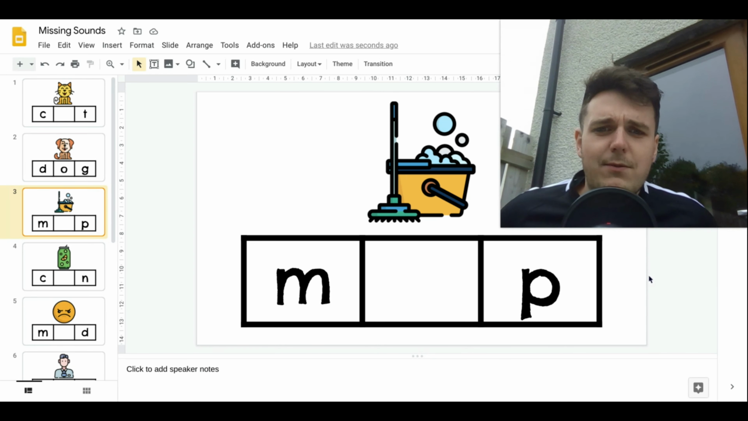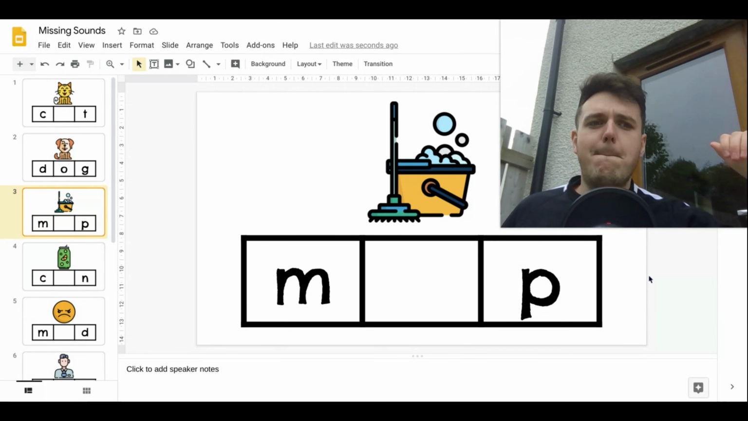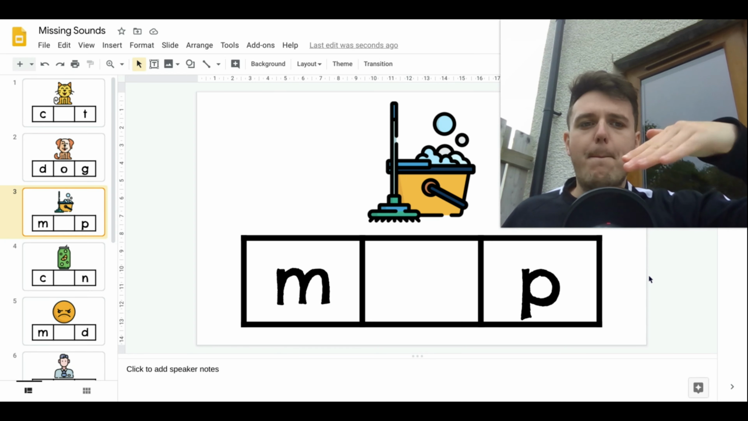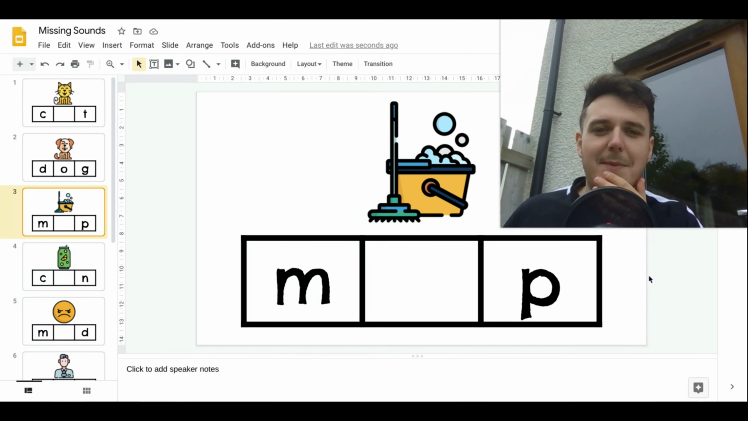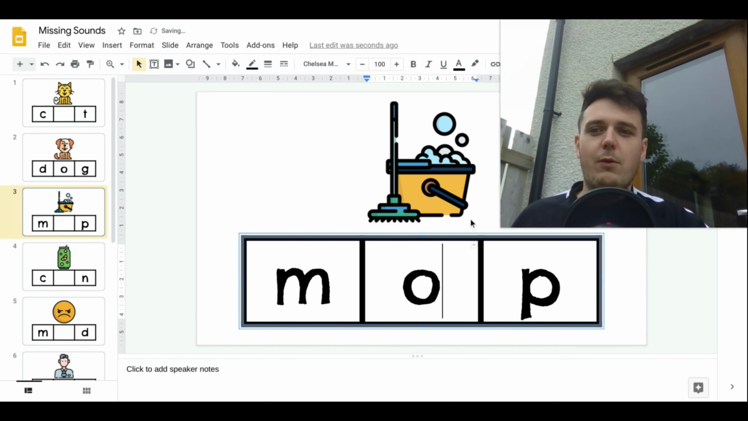Right. This one. It's a mop. M-op. Mop. I wonder what that missing sound is in the middle. That's right. It's an oh again. Well done.